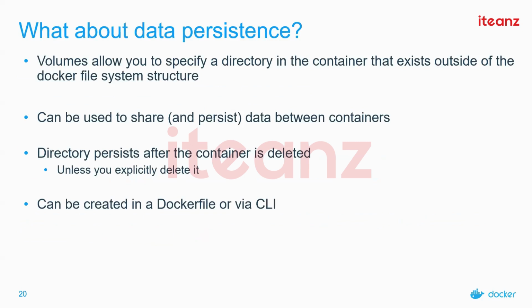What about data persistence? Volumes allow you to specify a directory to the container. It can be used to share data between containers. It just creates its own volume. Okay. The directory persists after a container is deleted, and can be created via Dockerfile or CLI.